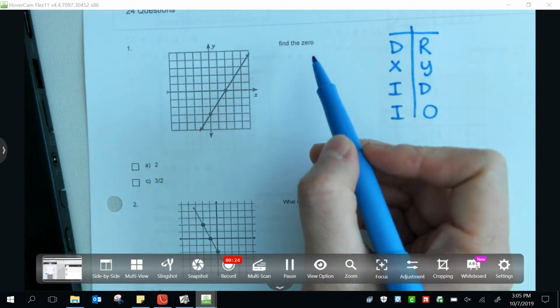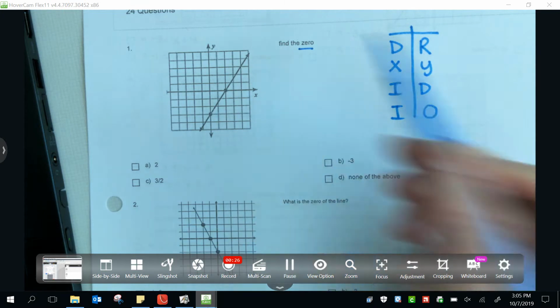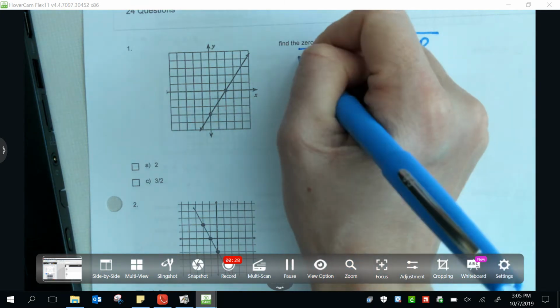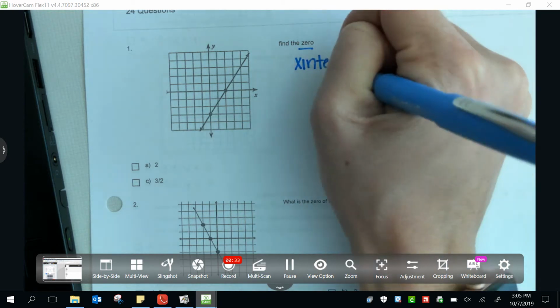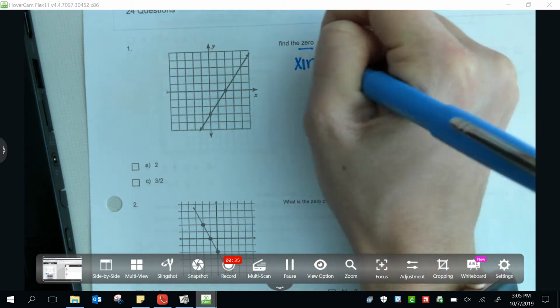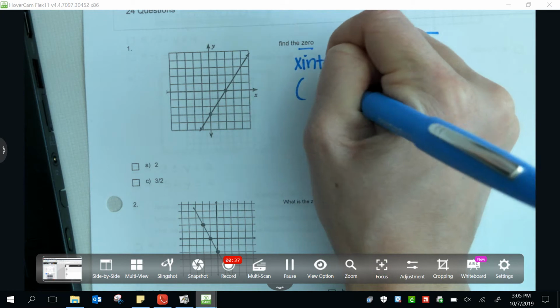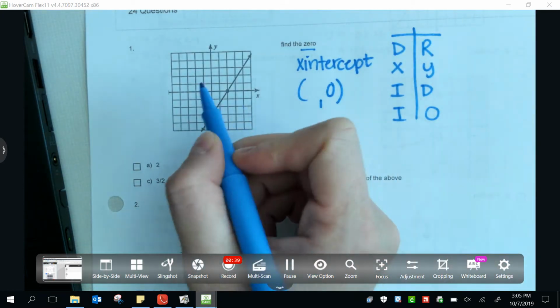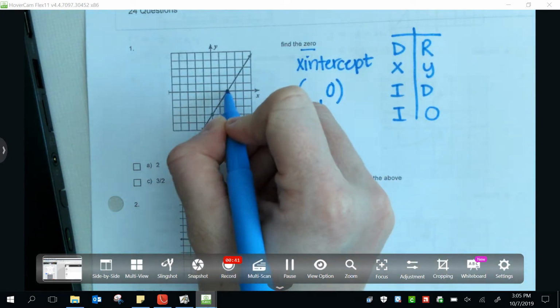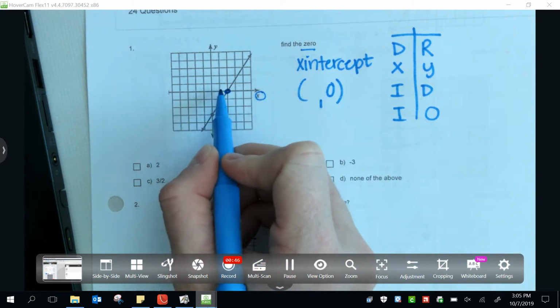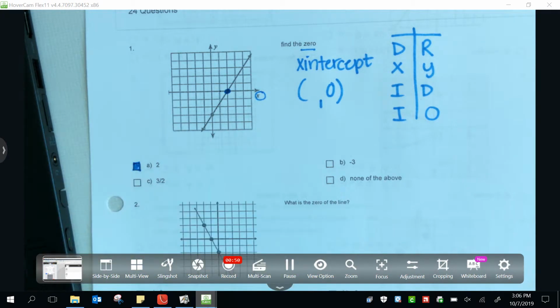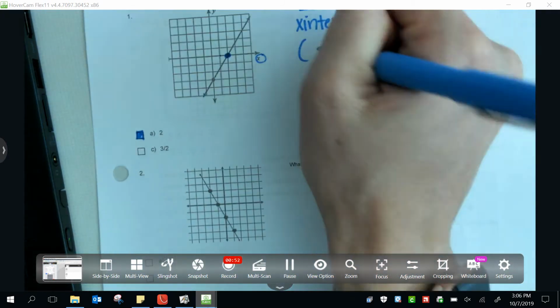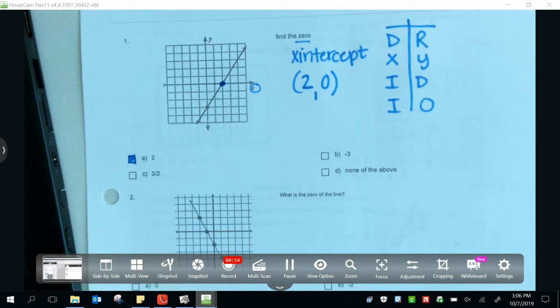Now for this one we don't have to because this one just says find the zero. And a quick reminder, 0 is another name for your x-intercept. In other words, when your y value is 0, what is your x value? So if we look, your x-intercept is where it crosses on the x-axis, so that would be +1, +2. So (2, 0), if you were to write it as an ordered pair.